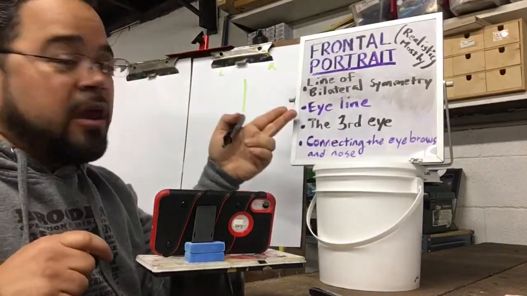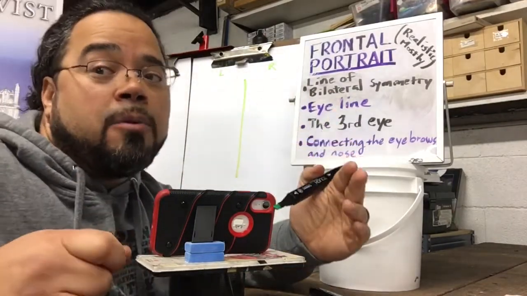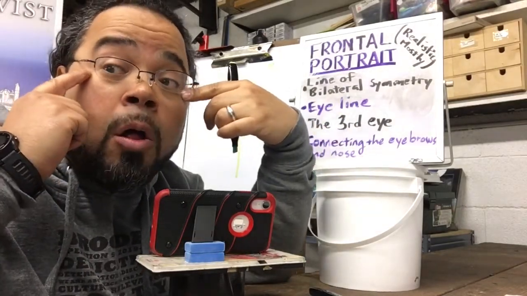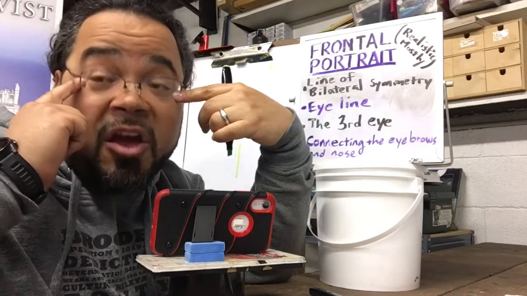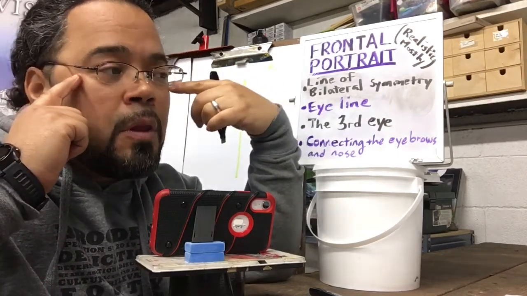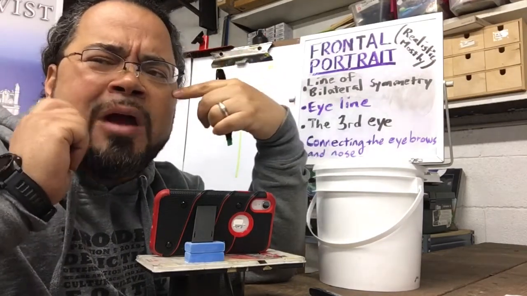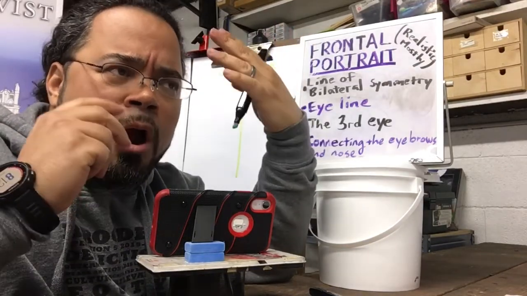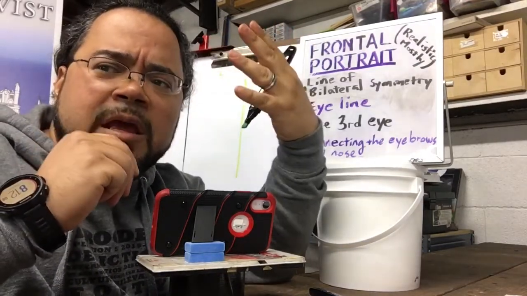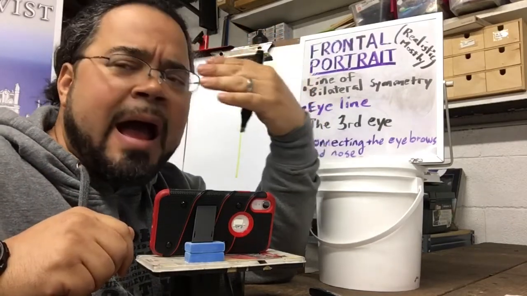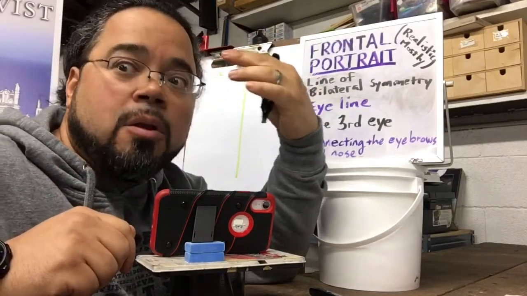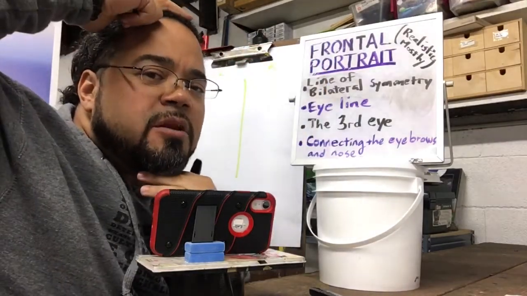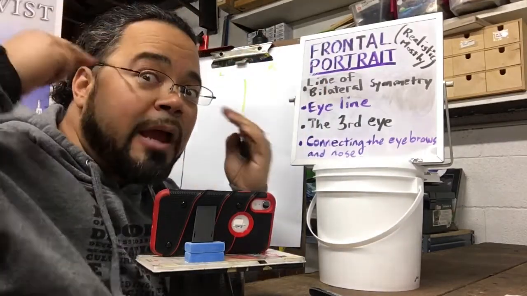Now, the next thing is the eye line, right? So this is the line in which in your skull, your eye sockets are, all right? Now, I'll edit in and show you how it works, but the way our skulls are designed is that the eyes are right in the middle of your head, between the top of your head and your chin, right? The eyes are right in the middle.